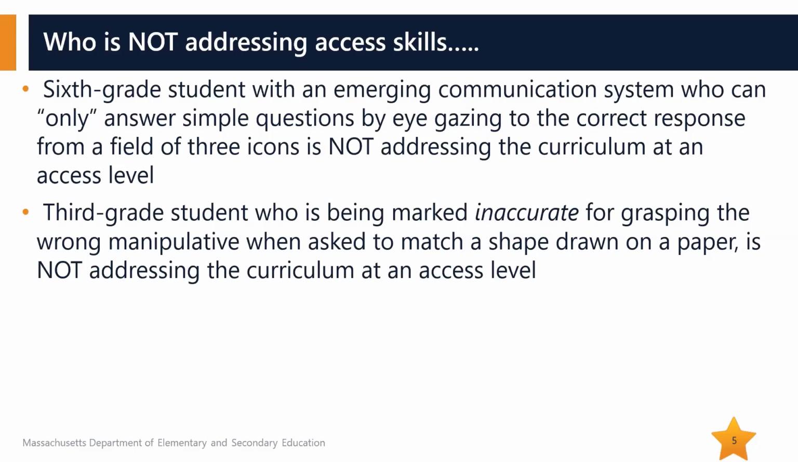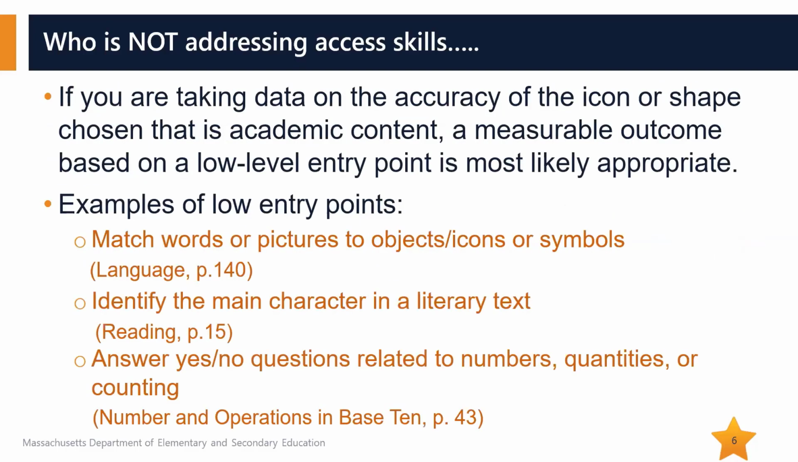So if the student was given an activity where it didn't matter what the shape was that they were choosing, if they just had to pick any shape within an expected latency period, that would be an access skill. So you see that the low level entry points and the high level access skills are somewhat related, but they are different. So in other words, let me put this another way.